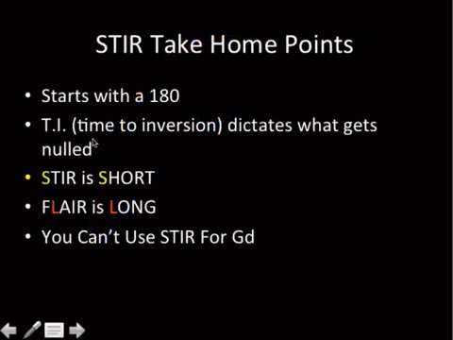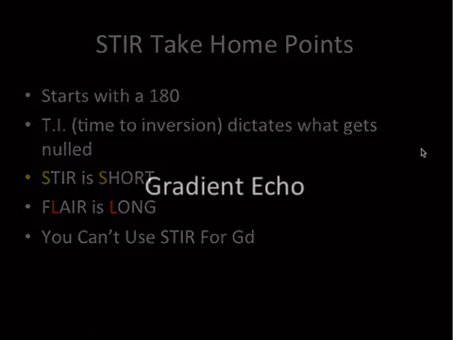So here are the take-home points for inversion recovery. You start with 180 degree, so 180, 90, then 180. The TI is the time to inversion, and that's what actually does the dictating for what gets nulled. STIR is short, and FLAIR is long relative to STIR, and you can't use STIR for gadolinium.